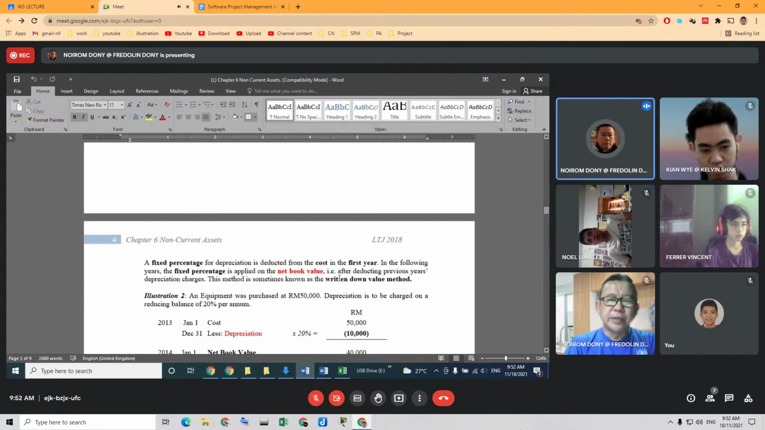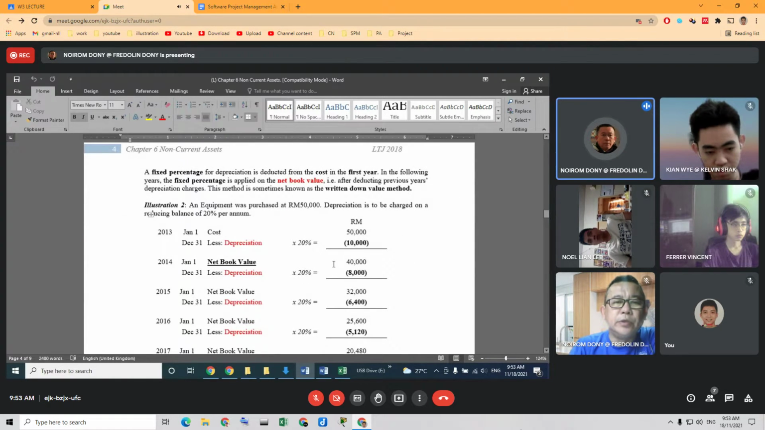So this method is sometimes known as the written down value method. In the question, they can either put reducing balance method or they call it written down value method. So it's the same thing. How do you know it's the same thing? Because in the written down value method, the percentage you apply is on the net book value, the written down value. Let's go through this. So you use this format, in columnar form.